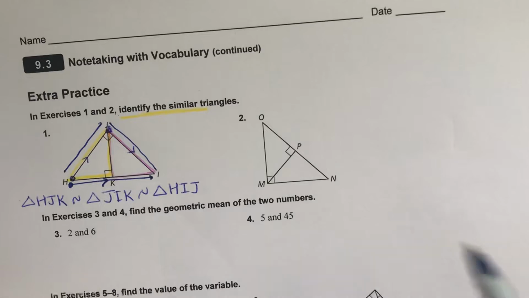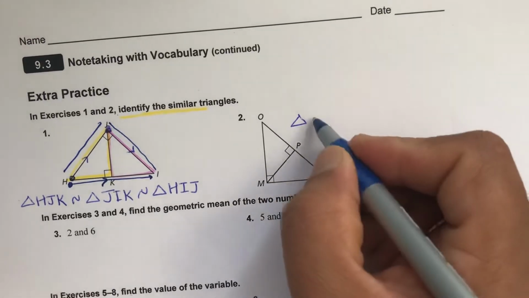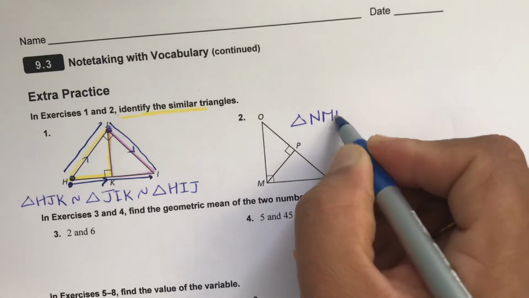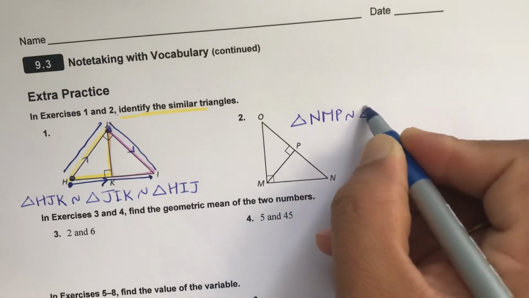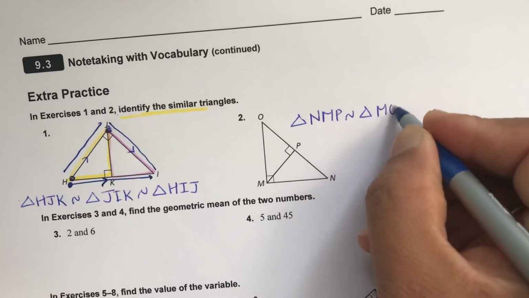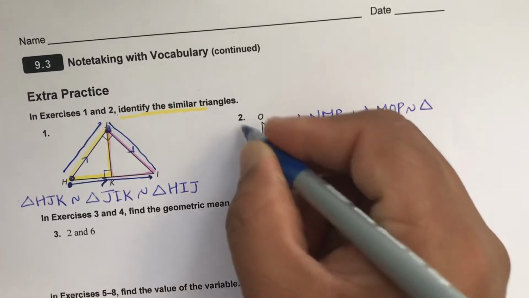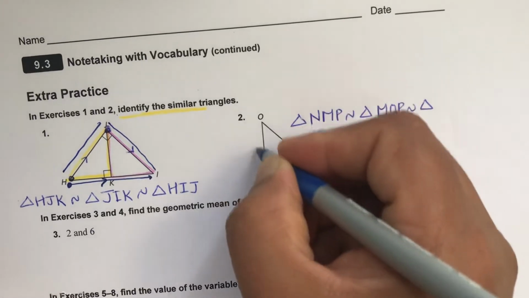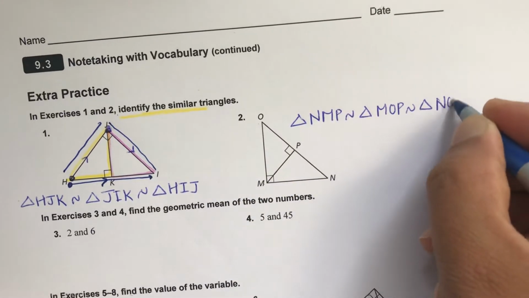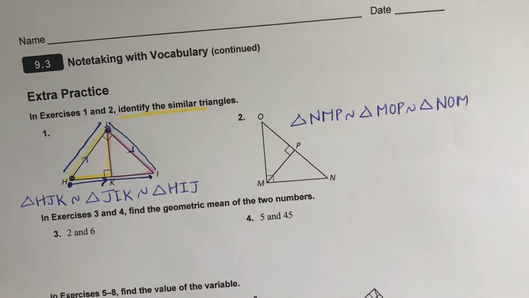So let me write down the names for these triangles. The first triangle is NMP, that's similar to triangle MOP, and that's similar to triangle, the bigger one, NOM. All right, so that's the answer for this question. I hope you get it.